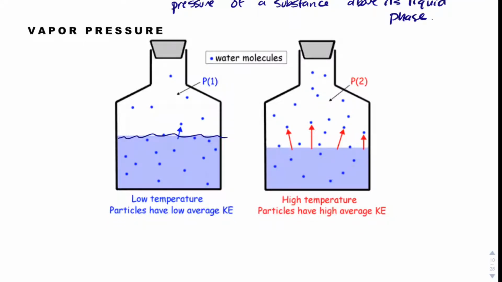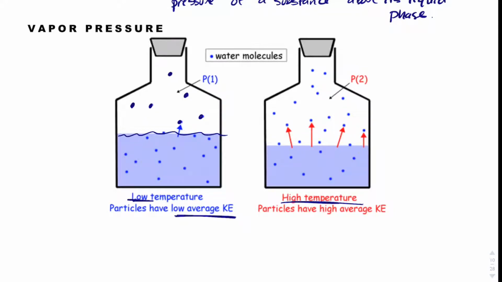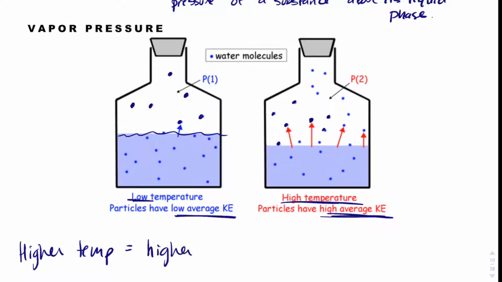So there's some water, there's a water level, and this is at low temperatures, and so the particles have low kinetic energy, but some of them have enough energy that they do make it into the gas phase. If I want more of them to make it into the gas phase, I could just raise the temperature, and the particles have more kinetic energy now, and so what we have just proved is that more of them will be able to get into the vapor phase, so higher temperature equals higher vapor pressure.